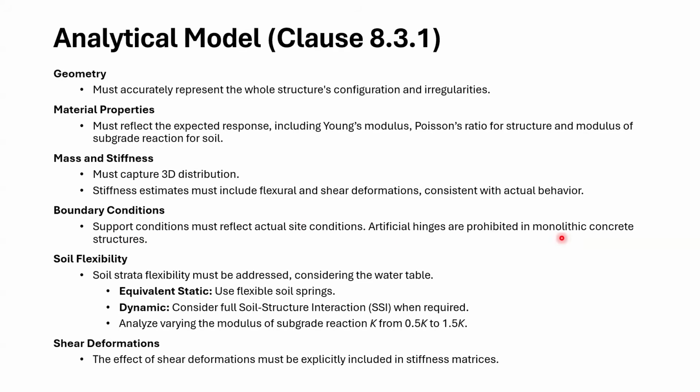Artificial hinges are prohibited in monolithic concrete structures. The hinges for concrete members, that is not allowed, which cannot be achieved. And the soil flexibility, when considered, requires that static analysis use flexible soil springs, and dynamic analysis consider full soil structure interaction. So when you have the soil subgrade modulus, then you have to analyze in another iteration with varying the K values to understand the earthquake hazard better. And shear deformations, the effect of shear deformations must be explicitly included in the stiffness matrix. That is already taken care of by the program.